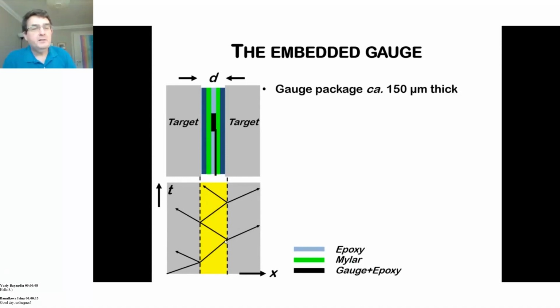Now, from a practical point of view, you can put the gauge into it, you can glue it down, and generally the thickness of the gauge area is about 150 microns.